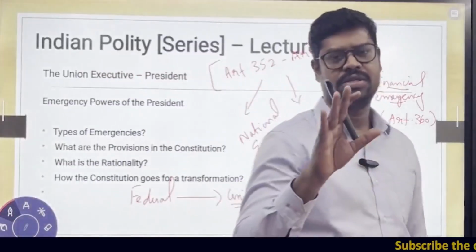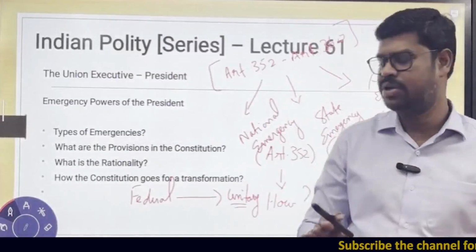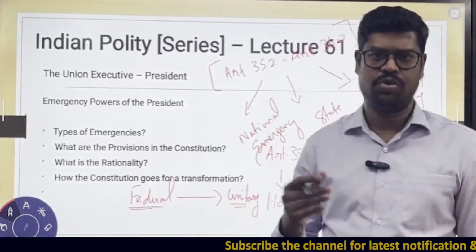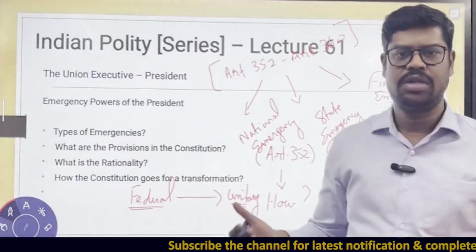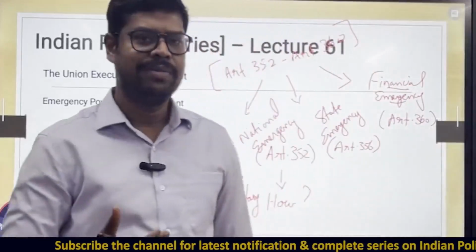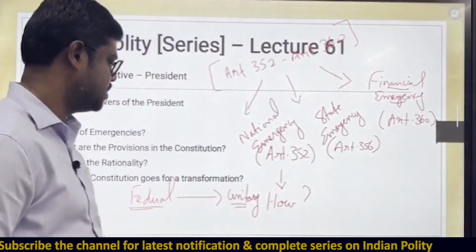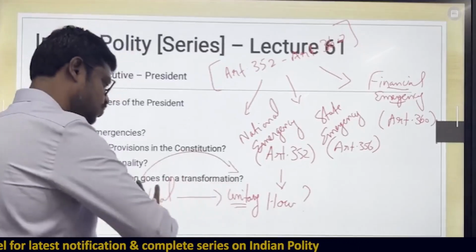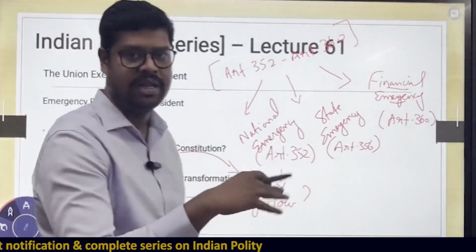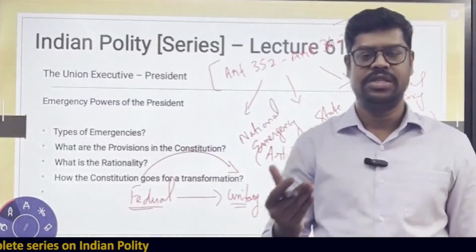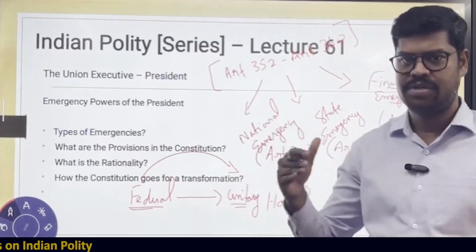But as far as the members of the Constituent Assembly are concerned, our Indian Constitution has a federal spirit. There is no doubt. There are a number of provisions in the Constitution that do reflect the federal spirit. But when an emergency is declared, especially a national emergency, the constitution goes for a transformation. It goes more towards a unitary form of government than a federal political system. So how does it change? What are the changes that happen? I will discuss that in the next lecture.